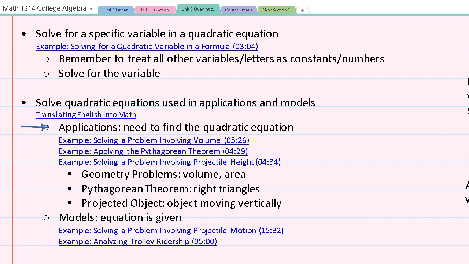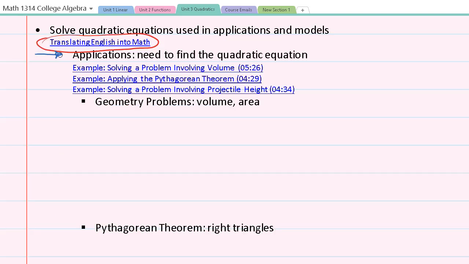One thing that may help you with application problems is to review how to convert words into math. I have provided a video, Translating English into Math, that you may find helpful. If you are working a model problem, a quadratic equation will be supplied and you have to use it to answer the questions. Let's take a look at each type of application problem you will encounter in the example videos and in the homework.